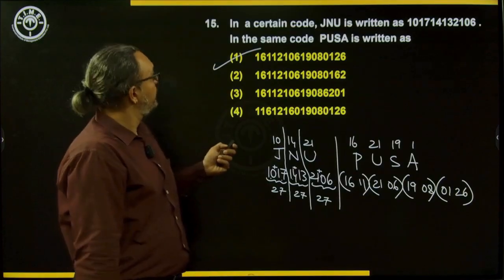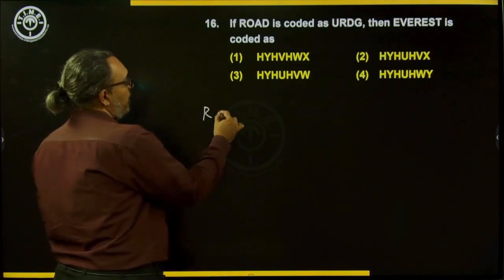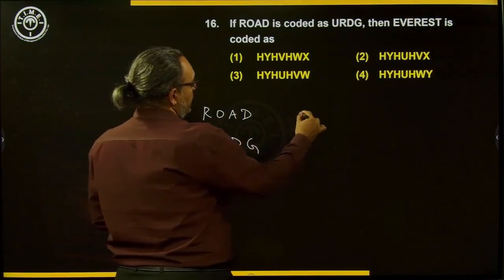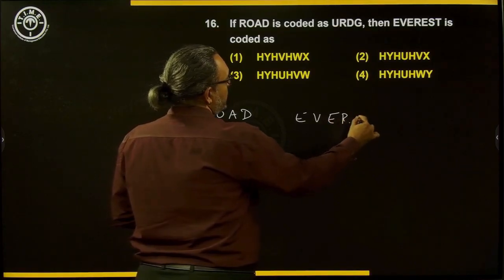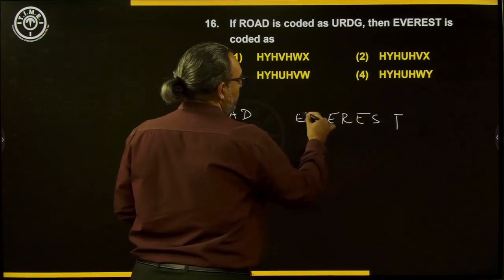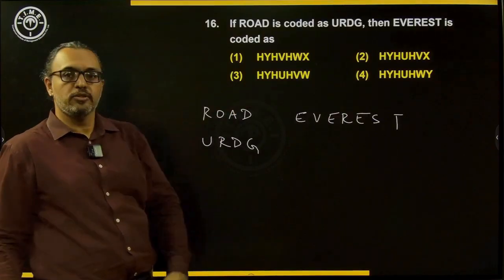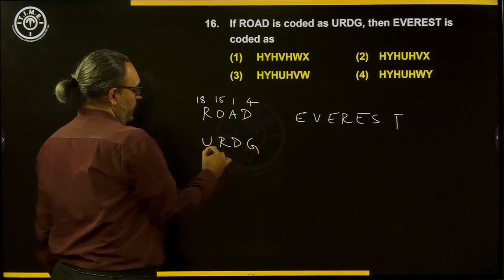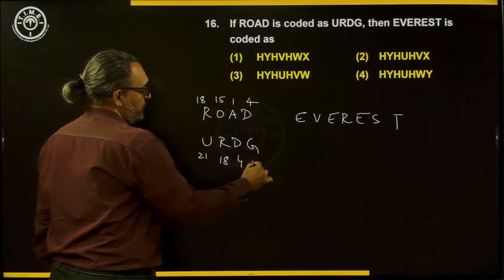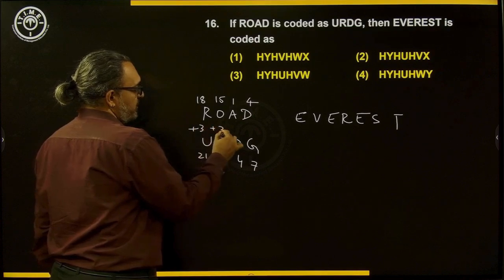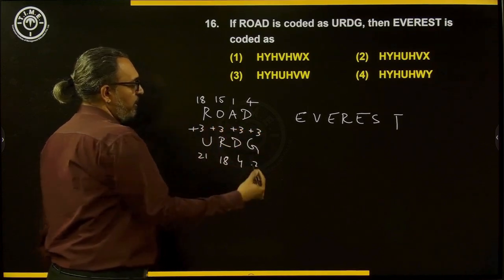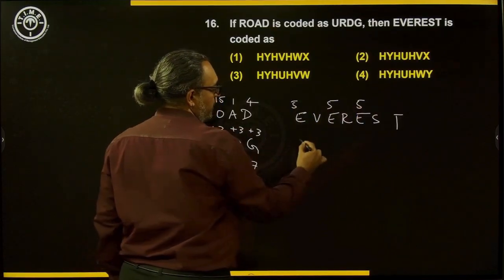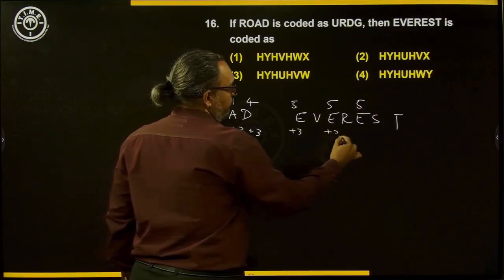Then, yes. Now you have road is URDG, and then Everest is coded as. See, this is coding again, because very clearly it says Everest is coded as. So we have 18, 15, 1, 4. 21, 18, 4, 7. As you can see here, everywhere it is +3. So that's what you do. Wherever you have 5, +3. Everywhere it is +3 actually.